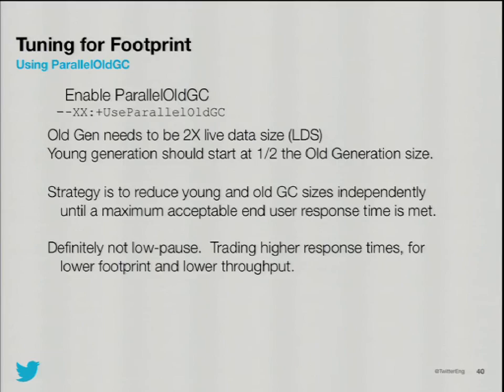So old generation also still needs to, you still have to have enough space in the old generation. So two times the live data size. Start off with young generation to be half the size of the old generation. Notice that I had it be equal before in previous configurations. It's half this time because we're trading off more frequent young garbage collections for reduced footprint. The strategy is to reduce young and old GCs independently until the maximum acceptable end user response time is met. So in order to go down this path as well, you have to be tracking what's important to your end users, the response times, very, very closely.